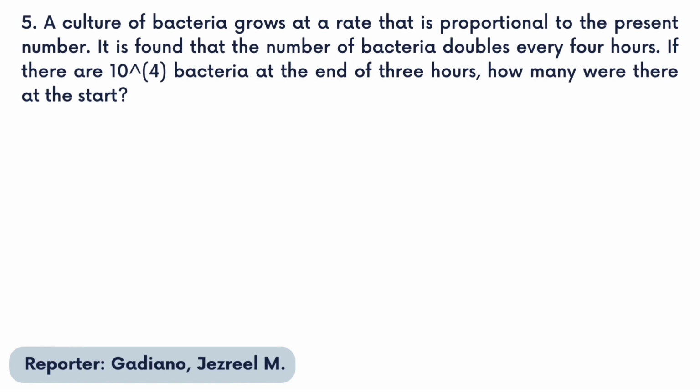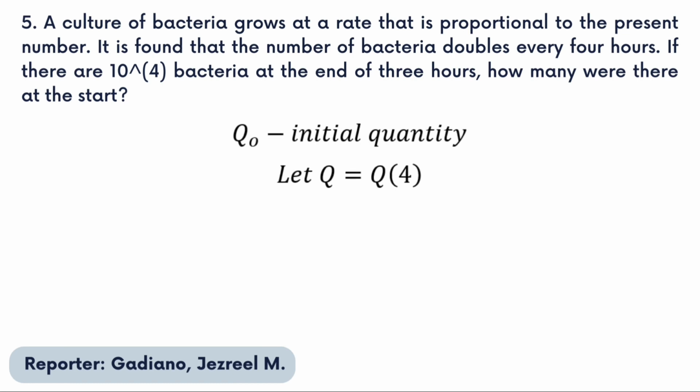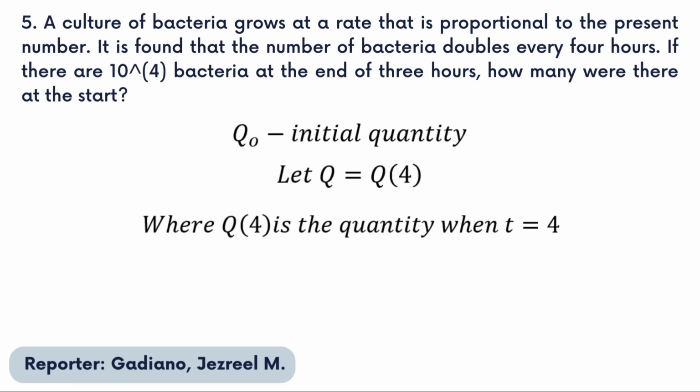Bago natin hanapin yung pinaka-value ng initial quantity, analyze muna natin yung mga mas naunang given. Hindi given si K o yung relative growth rate. Sinabi lang na yung mismong population ng bacteria or yung quantity is nadodoble kada 4 hours. Since walang ibang quantity na binigay sa naunang given, let's use Q sub 0 as the base of our population. Let Q equals Q of 4, where Q of 4 is the quantity when T is equal to 4. At alam natin na kada 4 hours, nadodoble yung population. Kaya Q of 4 is equal to twice the Q sub 0.